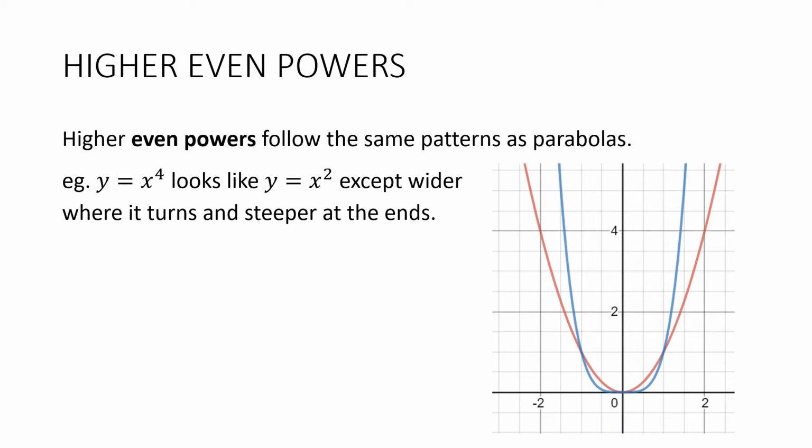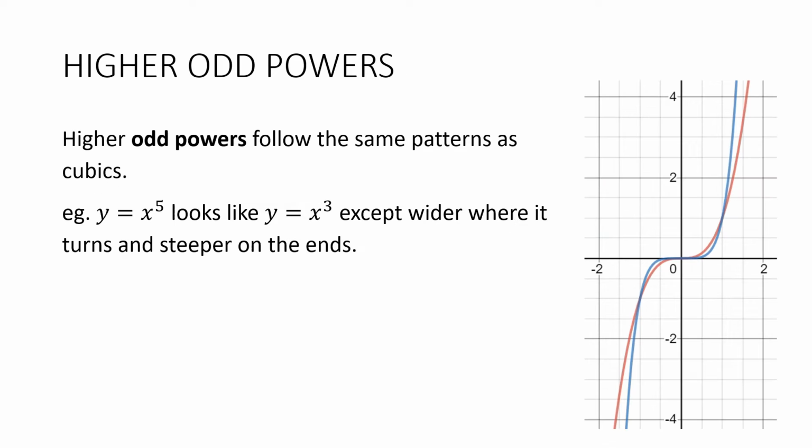Now higher even powers follow the same patterns as parabolas. So y equals x to the power of 4 will look like y equals x squared, except it's going to be wider where it turns and then steeper up here at the ends. Higher odd powers follow the same patterns as cubics. So y equals x to the power of 5 looks like y equals x cubed, except it's wider where it turns and steeper on the ends.